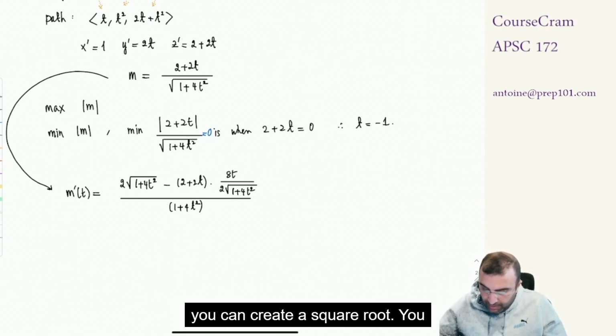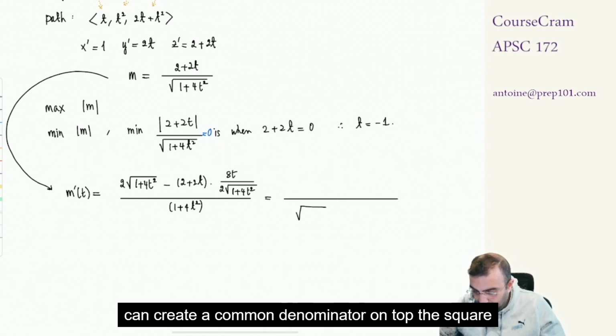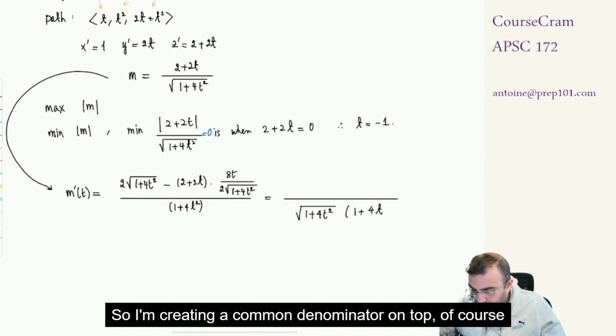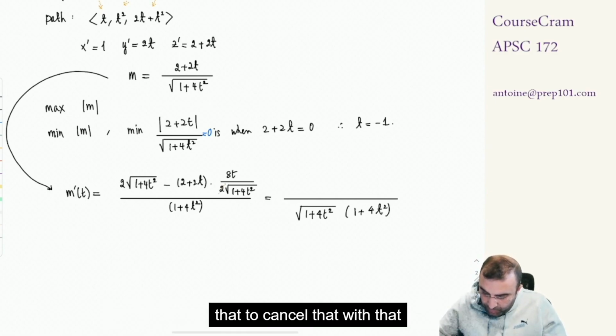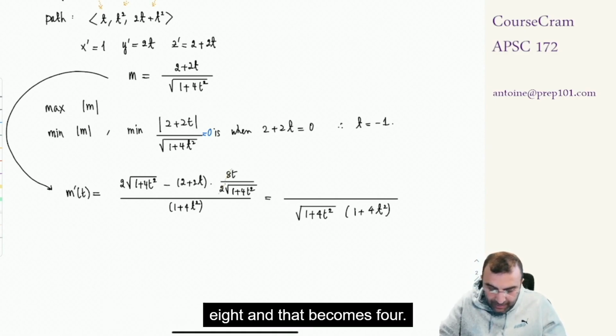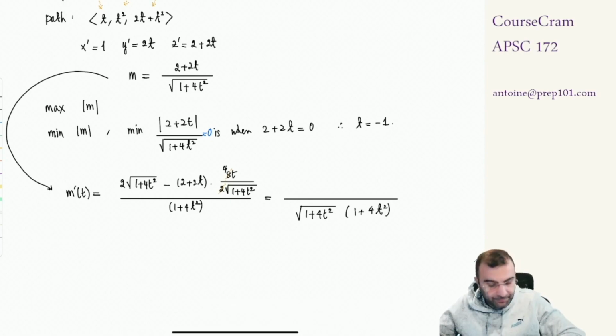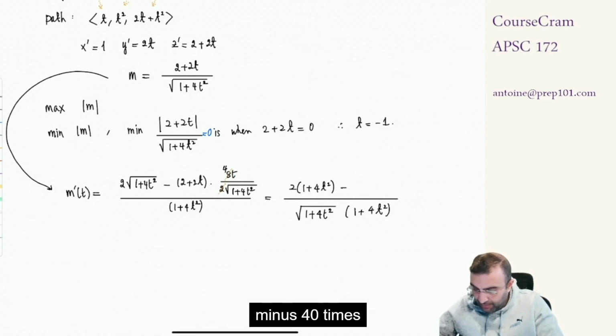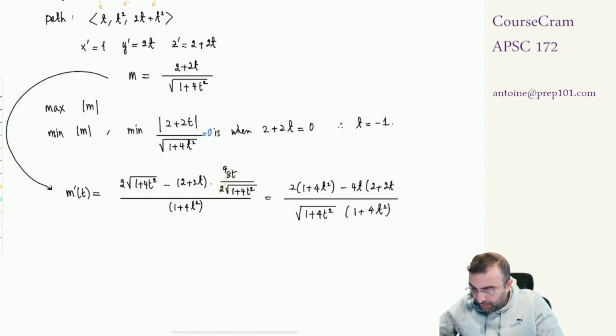You can create a common denominator on top, the square root of 1 plus 4t squared. So I'm creating a common denominator on top. Of course, that 2 cancels with that 8 and that becomes 4. So that gives me 2 times 1 plus 4t squared minus 4t times 2 plus 2t.